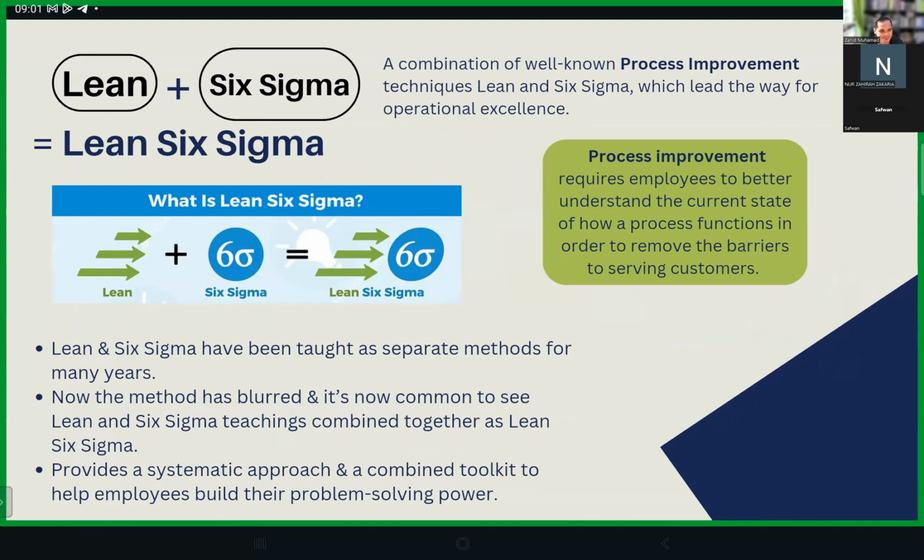Next, process improvement requires employees to better understand the current state of how a process functions in order to remove the barriers to serving customers. Lean and Six Sigma have been taught as separate methods for many years. Now, the methods have blurred and it's now common to see Lean and Six Sigma teachings combined together as Lean Six Sigma. It provides a systematic approach and a combined toolkit to help employees build their problem-solving power.